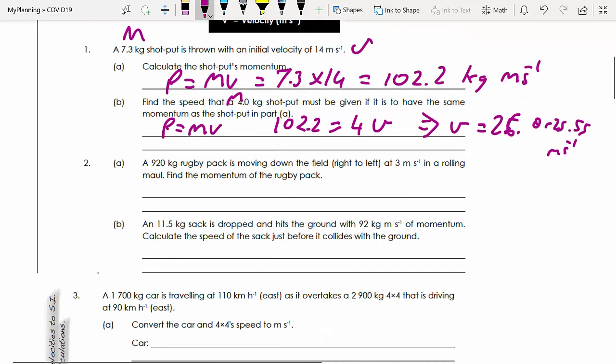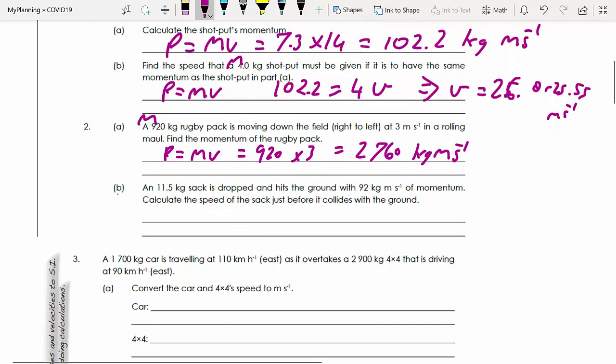Question number 2, a 920 kilogram rugby pack is moving down the field from right to left at a 3 meter per second speed and a rolling ball. Find the momentum of the rugby pack. That's the same as above, 920 times 3, which gives us 2,760 kilogram meters per second of momentum.